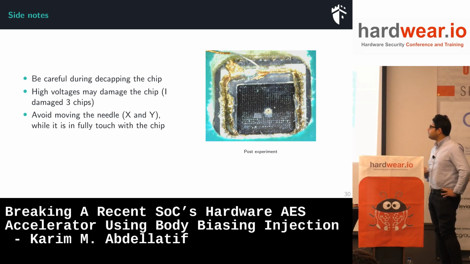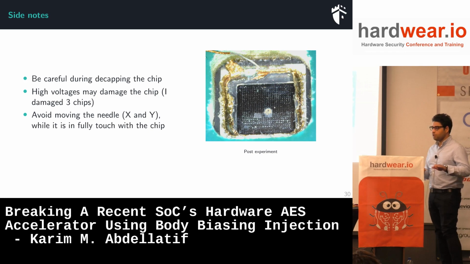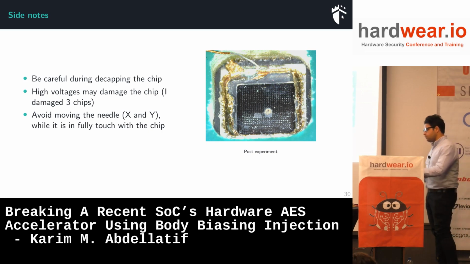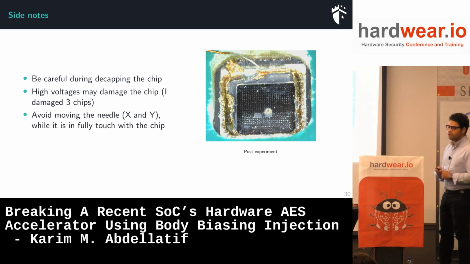And also, it's very important while you are decapping the chip to be careful, because you may damage the chip itself. Also, you have to avoid moving the needle on the X and Y while you are in touch with the chip, because you are going to damage the chip. So if you would like to move on X and Y, you have to move the needle up a little bit, then move it on X and Y, and then bring it down again.